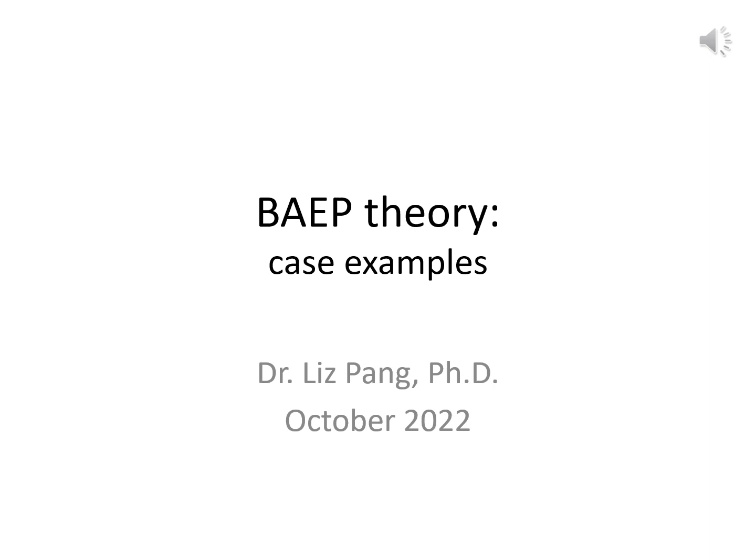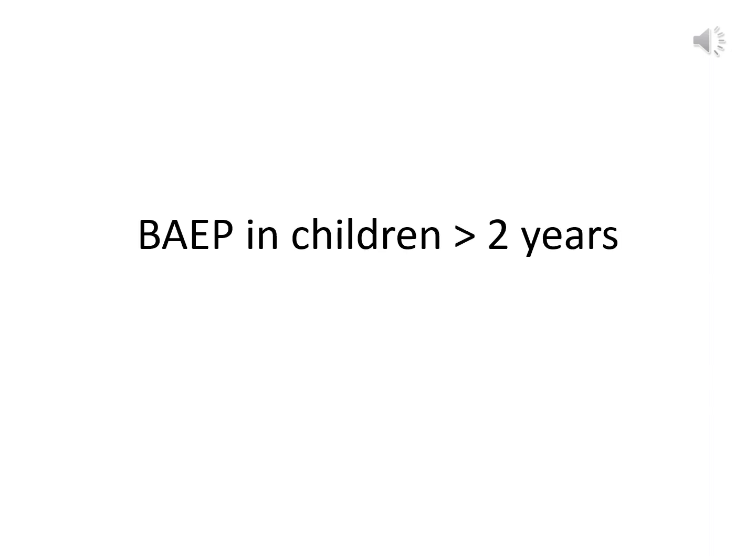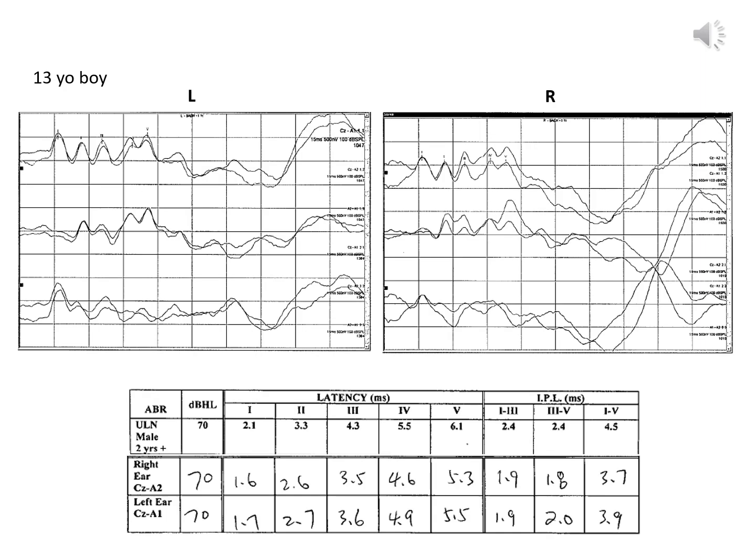In this session, we're going to look at some case examples of the brainstem auditory evoked potential. We'll start with some examples of normal brainstem auditory evoked potentials. And as you'll remember, the brainstem auditory evoked potential is mature by about 2 years of age. And so these are examples in older children that are normal.